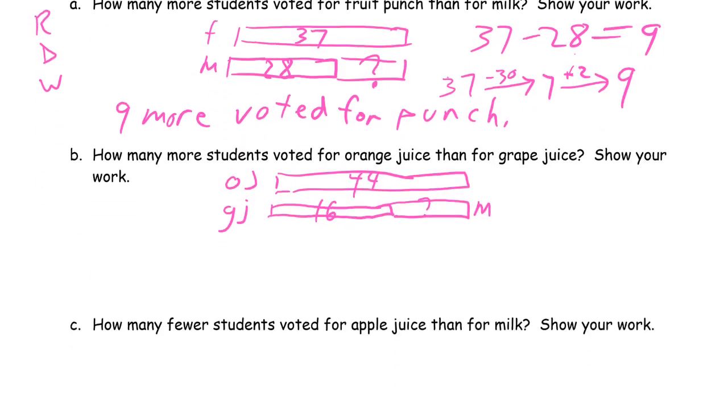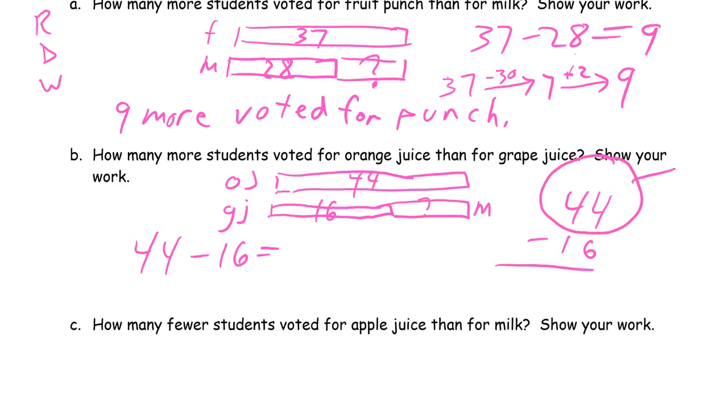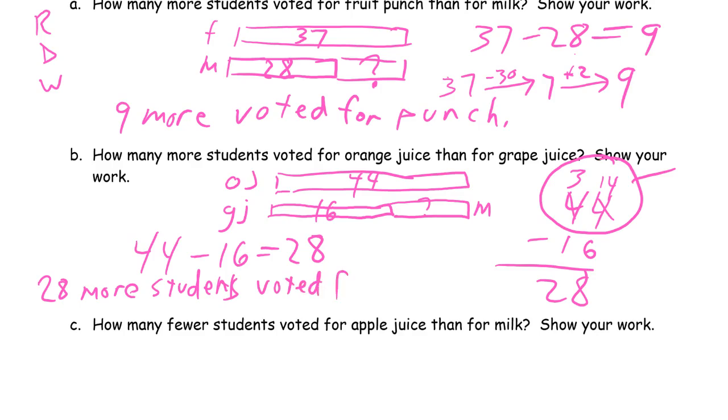So I'm going to use the vertical method for this. 44. Right, let's write a number sentence. Minus the 16. Just to model this as much as I can. The breakup. I can't subtract 6 ones from 4 ones, so I have to break up a 10. I'll have 3 tens left. Now 10 more ones, so now instead of 4 ones, I'll have 14 ones. 14 minus 6 is 8, and 3 minus 1 is 2. 28 more students voted for OJ.